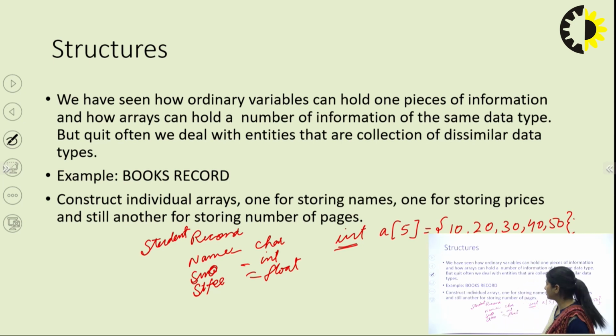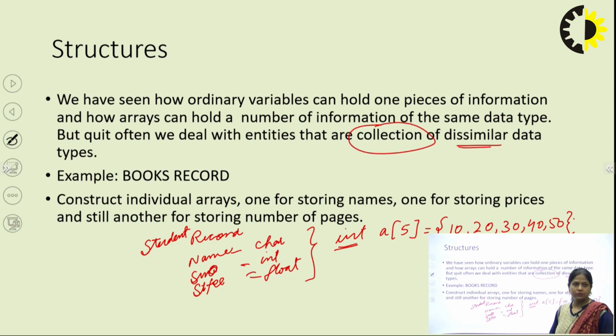So the answer is structures. If we need to keep a record of dissimilar data types, then we can create a structure in the C programming language. So let me start. We have seen how ordinary variables can hold one piece of information and how an array can hold a number of pieces of information of the same data type. Here all the elements are of the same data type, fine. But quite often we deal with entities that are a collection of dissimilar data types, right?